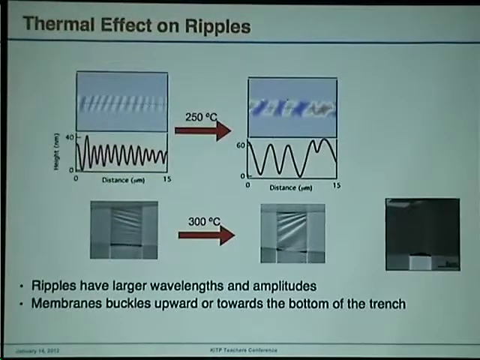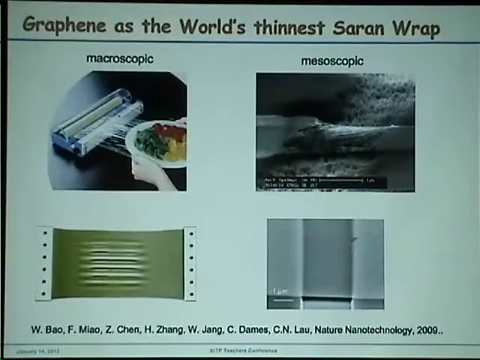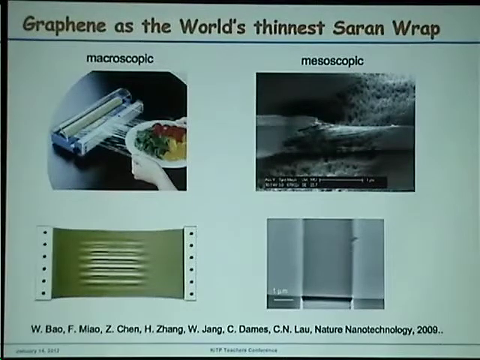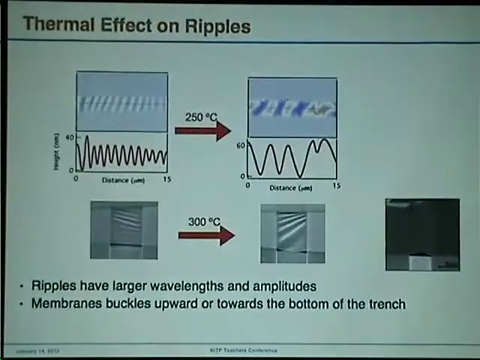Another really interesting thing about graphene, another Saran wrap physics: if you take Saran wrap and put it in the microwave or in the oven, what will happen? It balls up, right? This is exactly what happens to graphene. When we heat it up and cool it down again, we see the ripples change. Sometimes they have larger amplitude or wavelengths, or sometimes they buckle upwards from the little trench, or go downwards and sag into the trench.